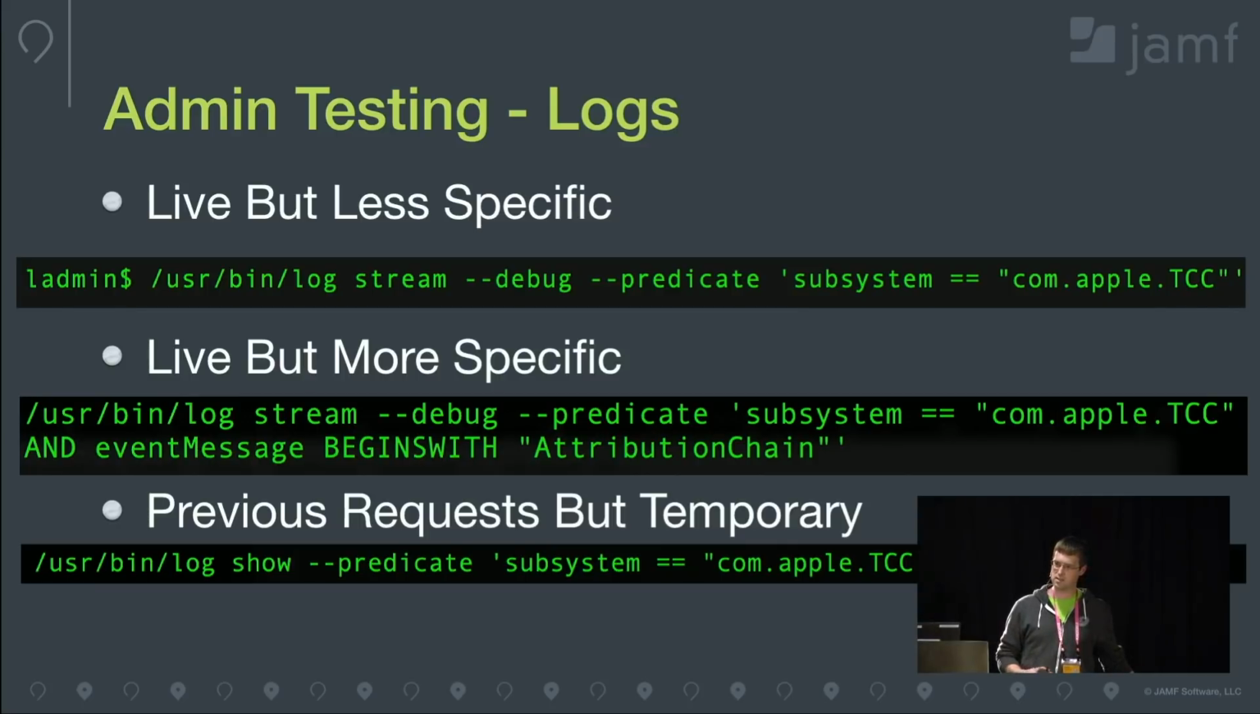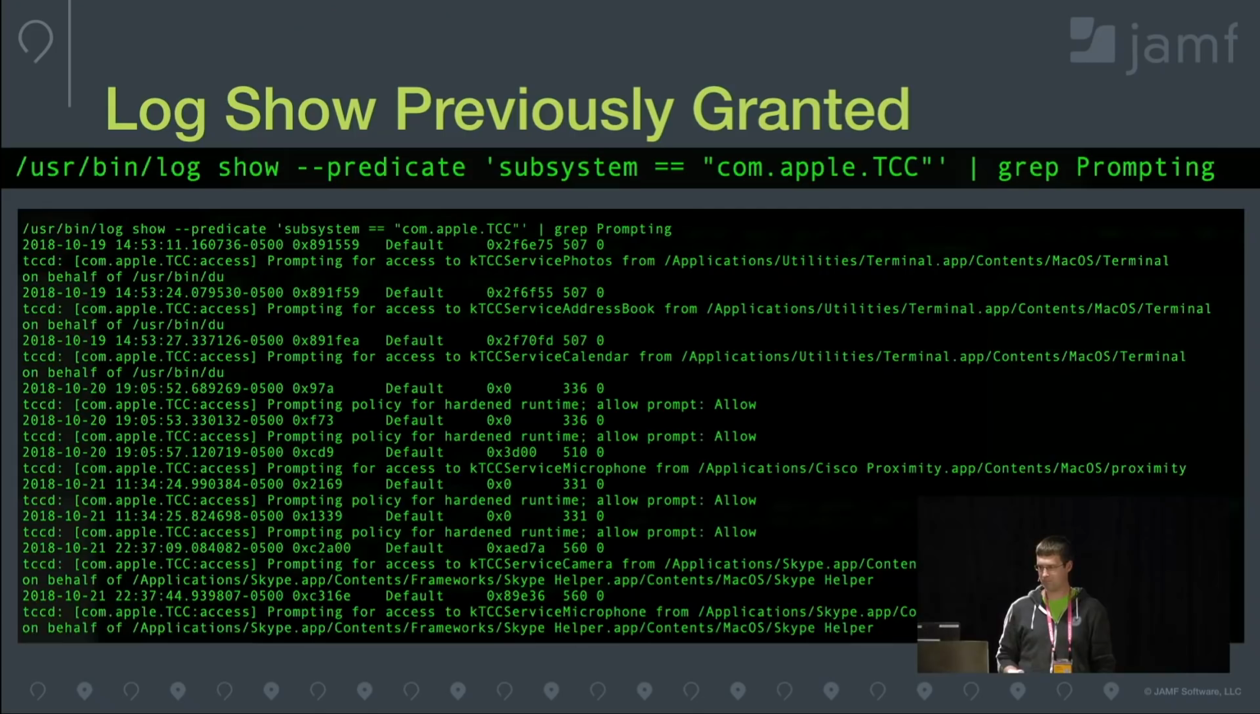The problem with this is that these are all logged as an info level log, and those are usually purged at reboot. On a machine, you can configure, either with the log command or with a profile, not configuration, but a plist, to define those to have a longer persistence. So here's an example of using the show command and grepping it, with prompts to show all the different previously prompted.